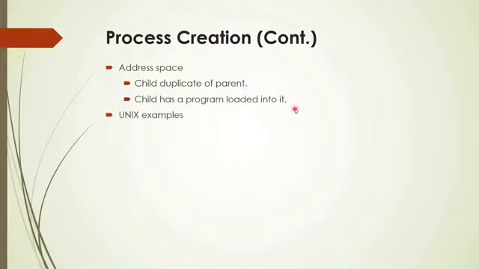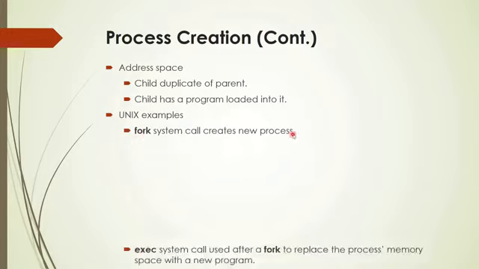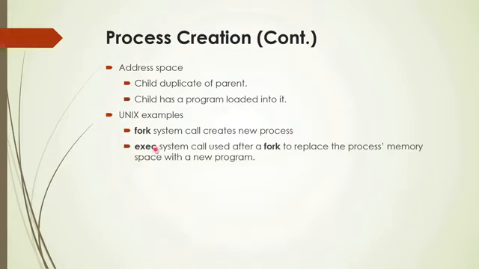Now let us look at Unix example. So in the previous slide I have already mentioned fork system call is used to create new process, and exec system call is used after the fork system call to replace the process memory space with a new program. That is, the child process will be running a new program, so the new program must be loaded into memory, and that is done with the help of exec system call.